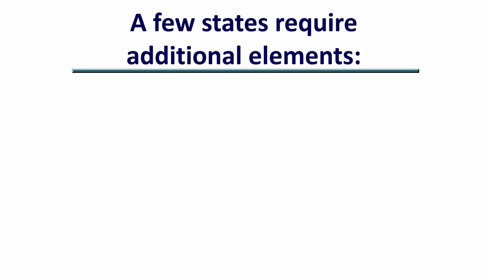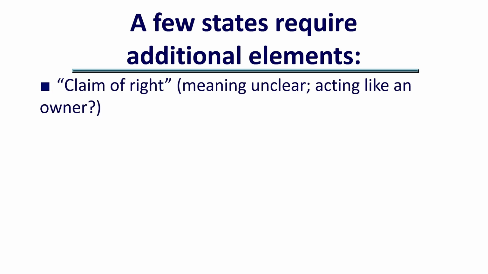Now, there are some states that require additional elements to be a successful adverse possessor, and we're going to list a few of them. The first one, and without any doubt the most confusing, is the term claim of right. What does that mean? Well, in many states the meaning is unclear, or it may not really mean much of anything at all, except perhaps that you've got to act like an owner. In the other states, the claim of right term might refer to whether the adverse possessor is in good faith or bad faith, and we'll come back in a minute and talk about that issue.